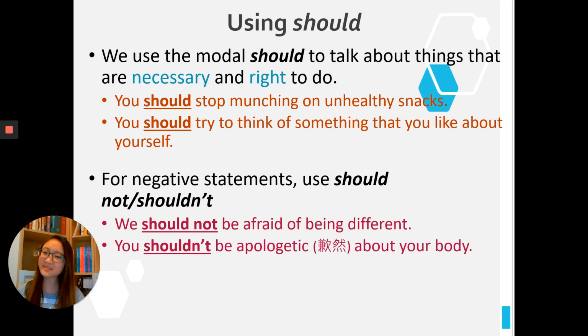We can also use it in negative statements. In that case, we use should not, or the short form, shouldn't. There are some example sentences for you right there. We should not be afraid of being different. We can use the short form: we shouldn't be apologetic about our body.